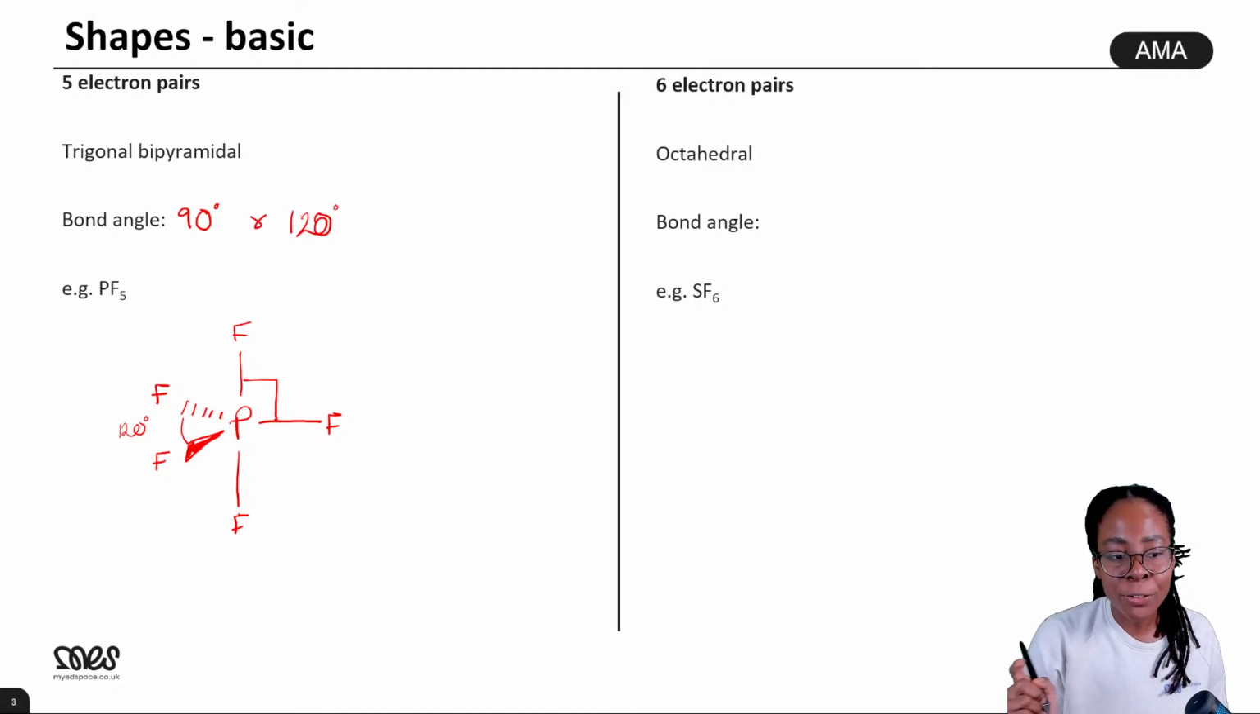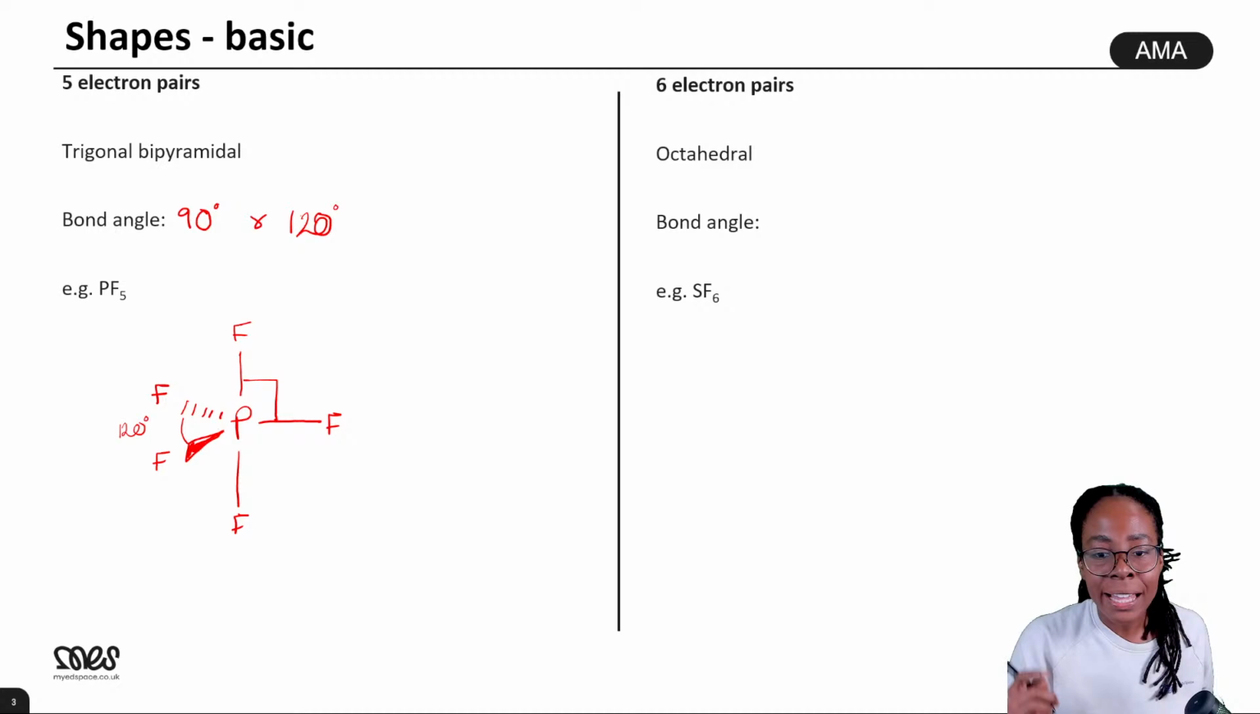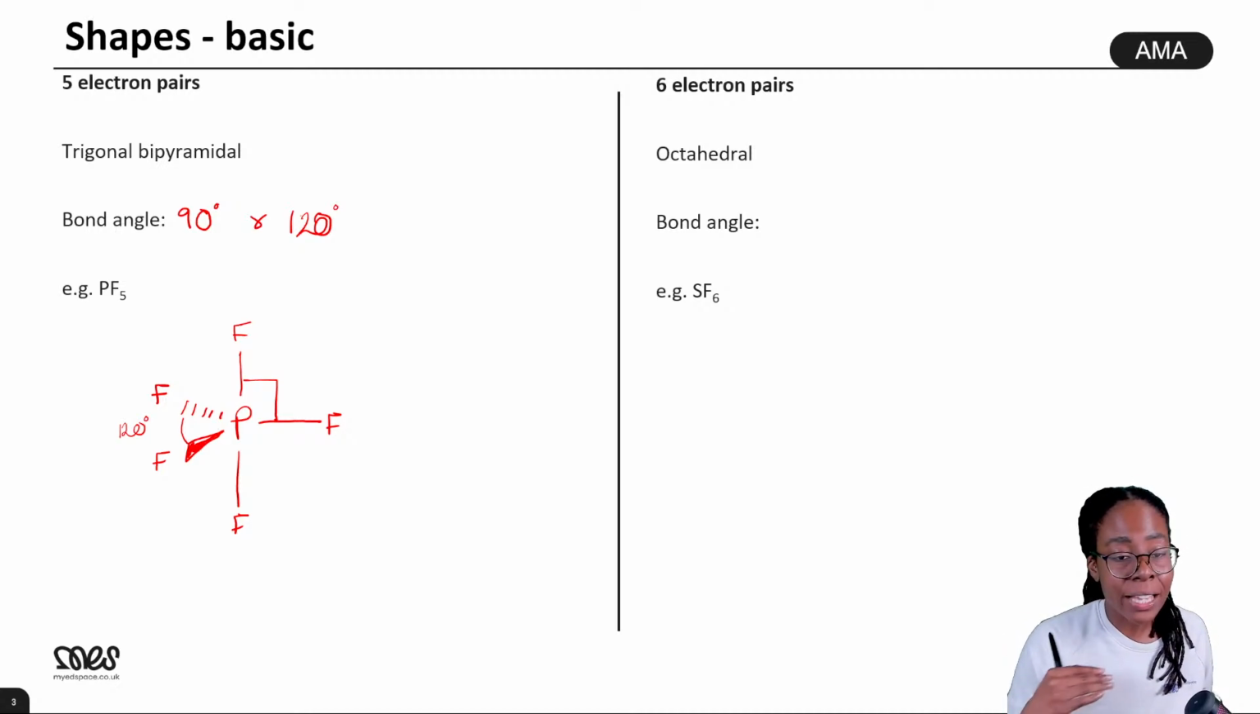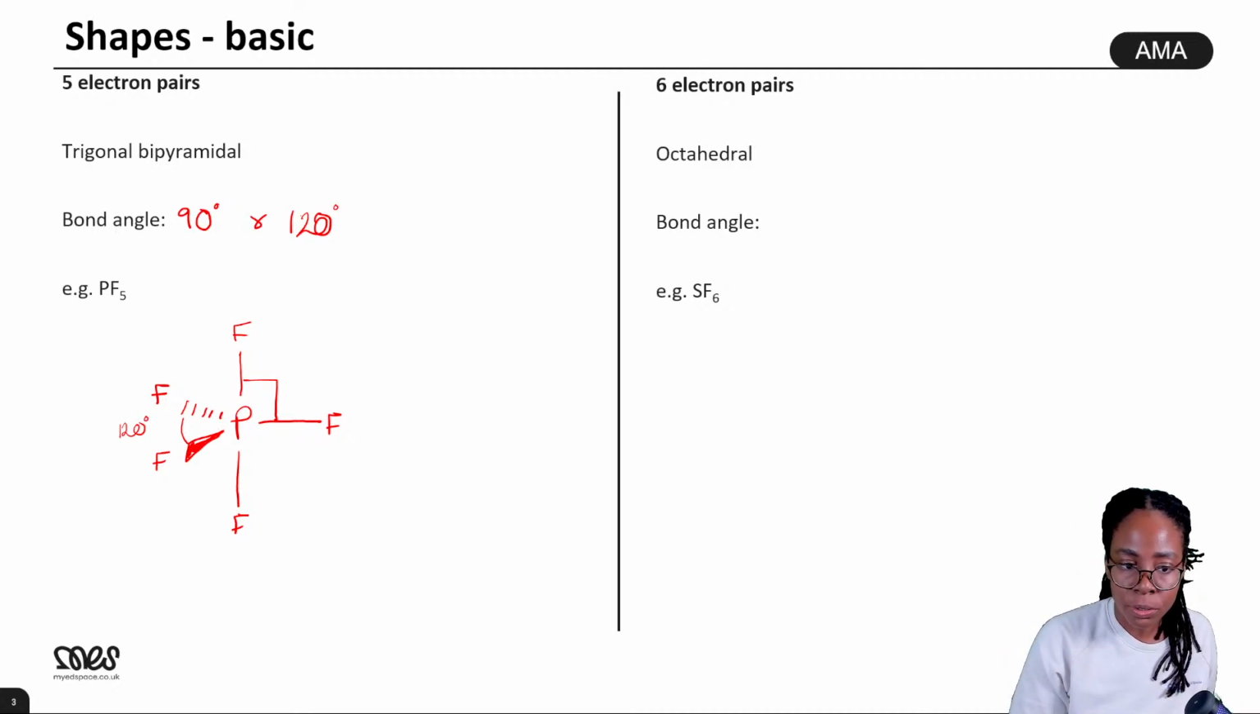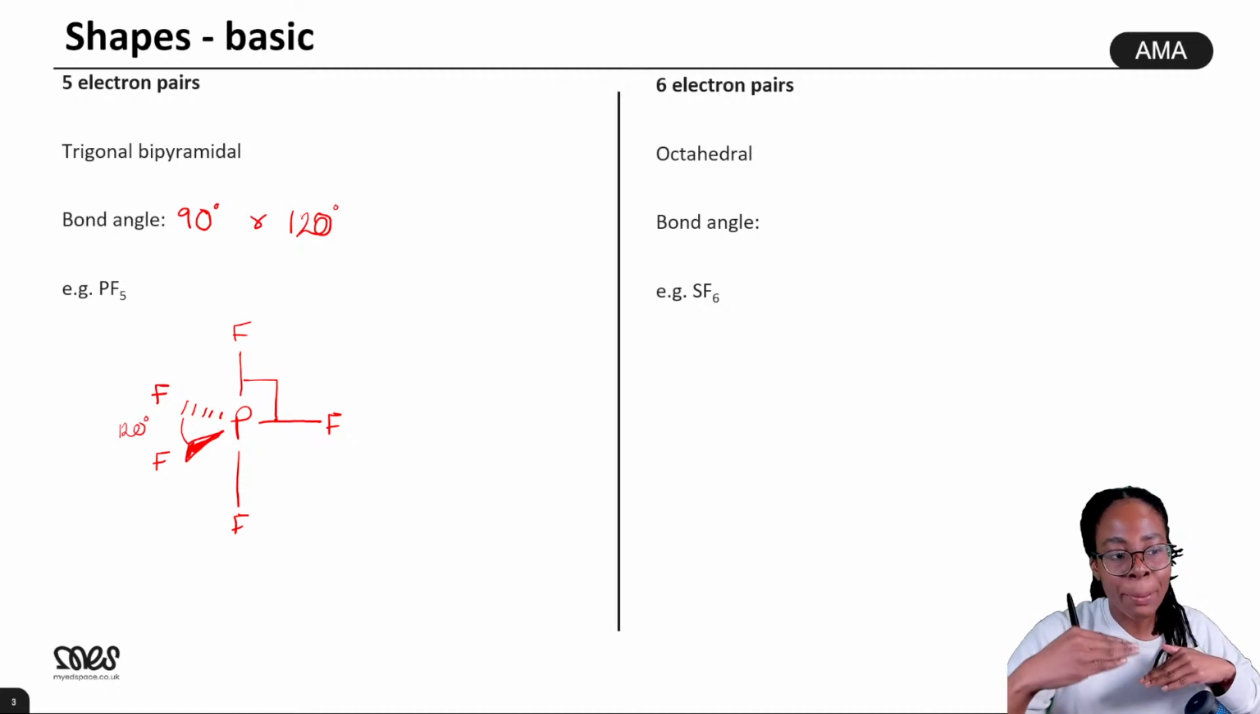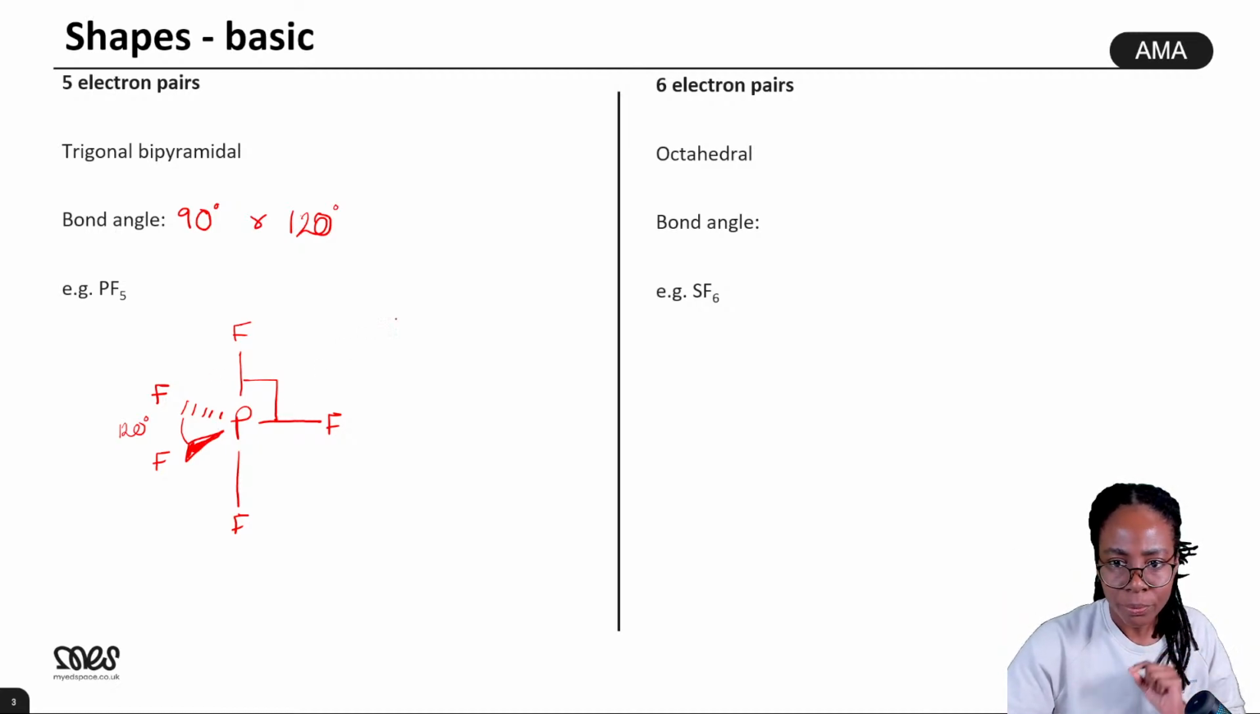Tasbiha, the idea of VSEPR is that we want our electron pairs to get as far away from each other as possible. That's the baseline. Okay, and then we're going to build on that in a moment.